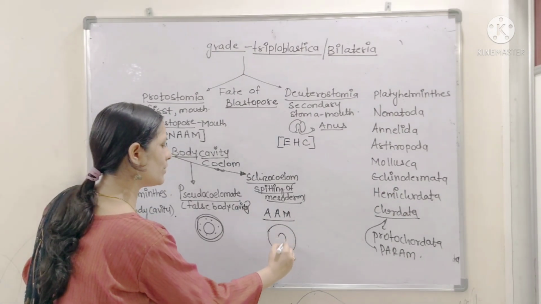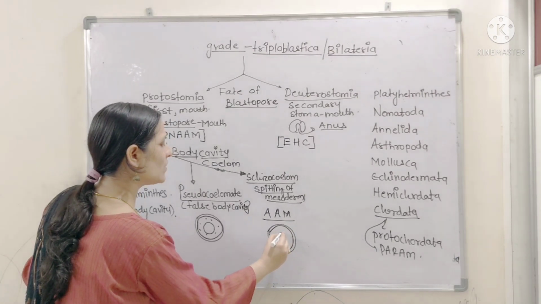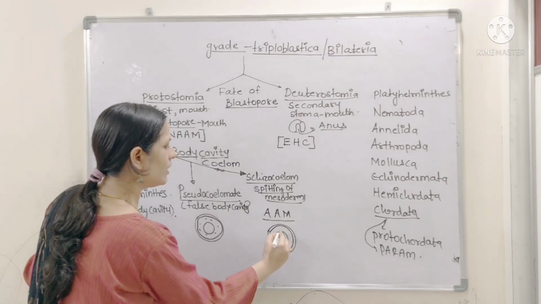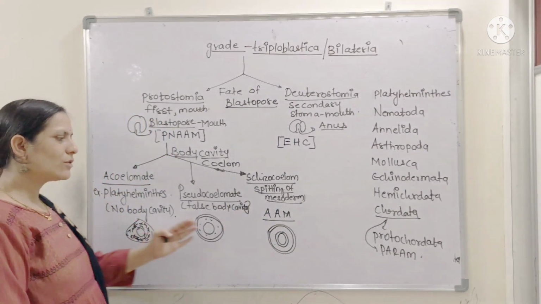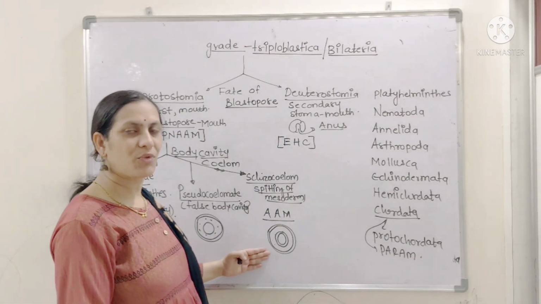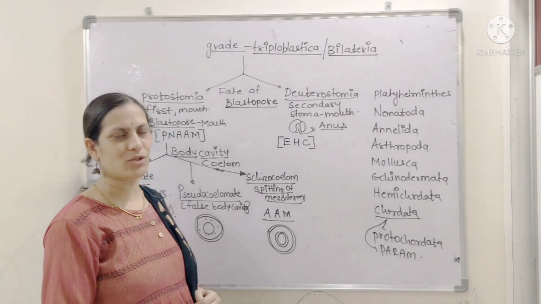Ectoderm is there, endoderm is there. This is the outer mesoderm, as you know, and this will be the inner mesoderm. In between these two mesodermal layers, whatever space is there, that is a true coelom. So you could say this is a true coelom. The first eucoelomate, or first schizocoelomate, is also Annelida.